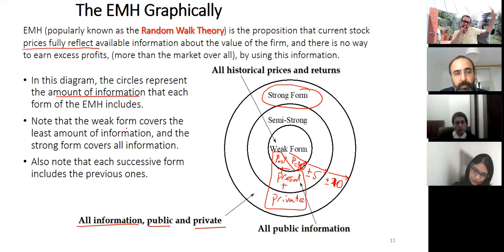So know that the weak form covers the least amount of information and the strong form covers all information. Also note that each successive form includes the previous one. That's why I use plus here: past plus present, which means past and present in the semi-strong, and past, present and private in the strong form. For example, markets which operate on a 24/7 basis, markets involved all around the globe, are usually strong form. Let me give you one very, very brave example.